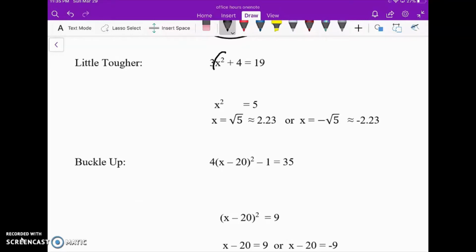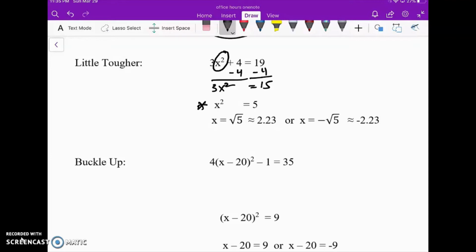For the second one, same idea. The thing that's being squared, that square only applies to the x. It does not apply to the 3. So I need to get that x squared by itself. That's going to involve subtracting 4 from each side to get rid of the 4, and then dividing by 3 on each side to get rid of the 3. So subtract 4, and we got 3x squared equals 15. Divide both sides by 3, and we have x squared equals 5.